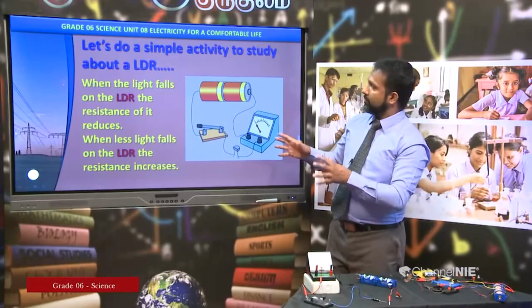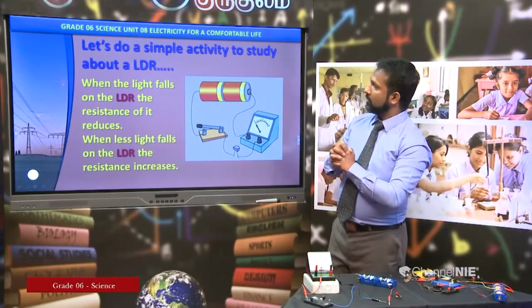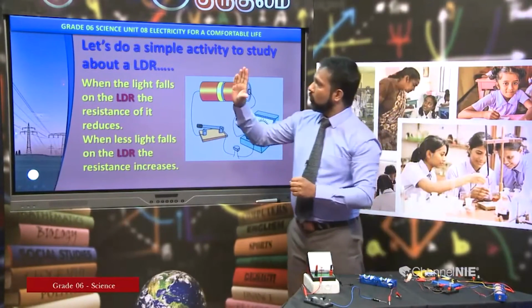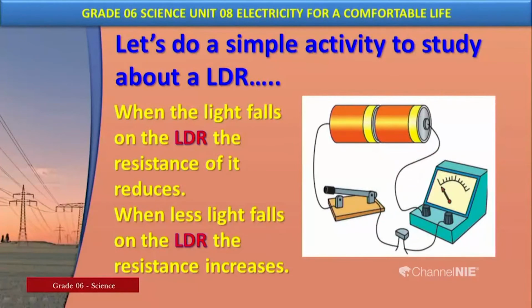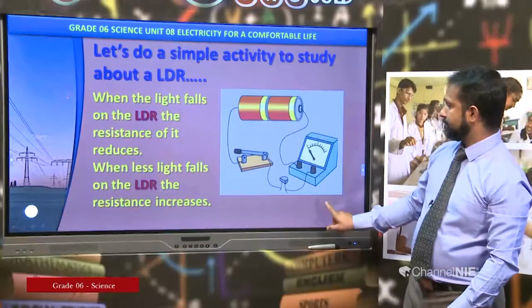So again, we can go to the slide. When light falls on the LDR, the resistance of it reduces, and when less light falls on the LDR, or when there is dark, the resistance increases.